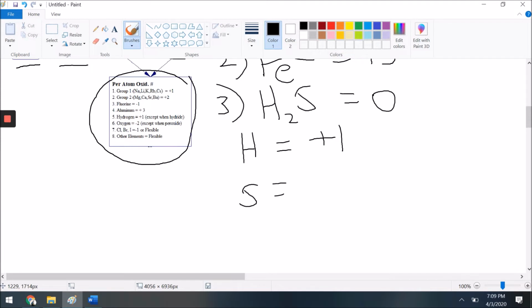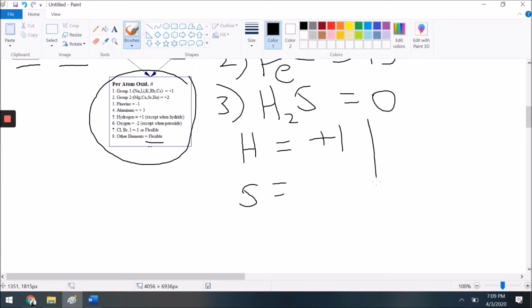Next, sulfur. As you're looking through this, it's not in group 1, not in group 2. It's not fluorine, aluminum, hydrogen, or oxygen. And it's not one of those halides or halogens. So it's actually considered a flexible element. What does that mean? It means that sulfur can range from an oxidation number of -3 to +3 and so on. So how do we determine the oxidation number for this particular element in this compound?